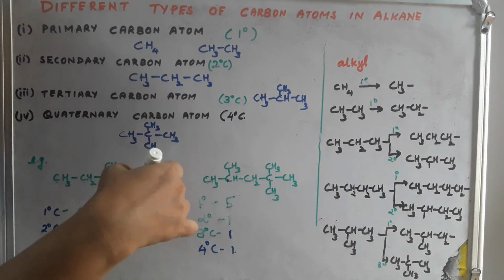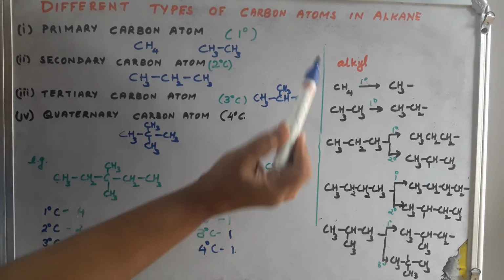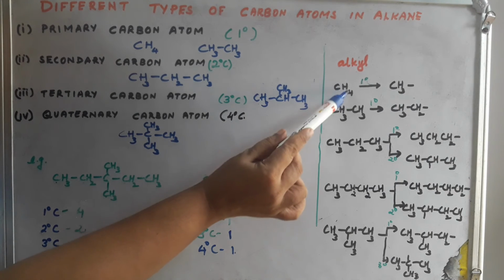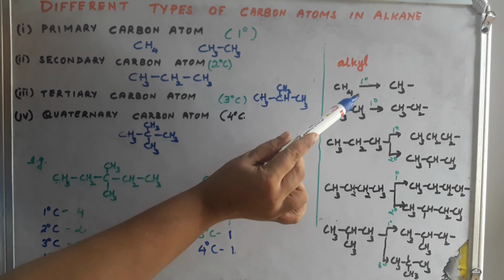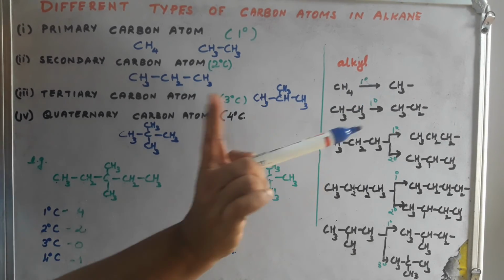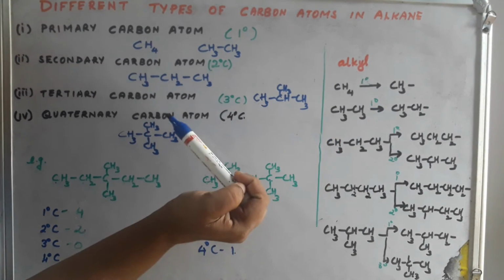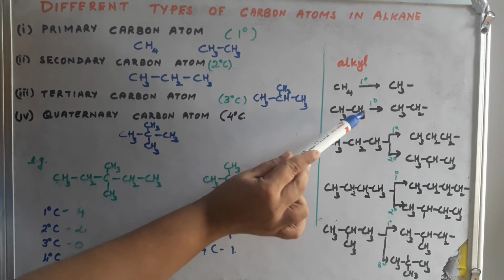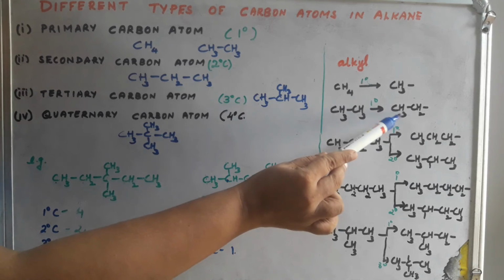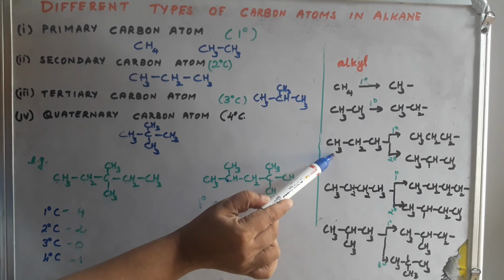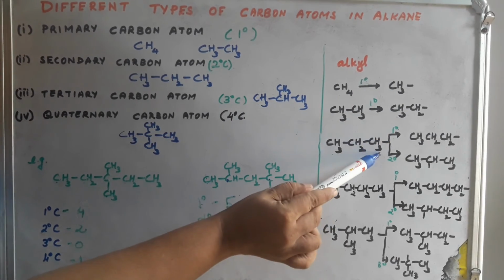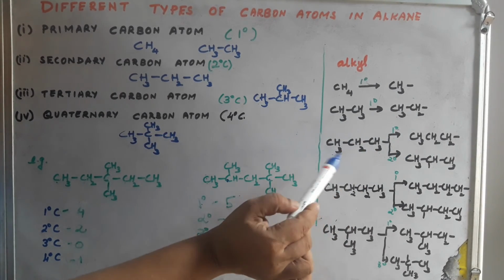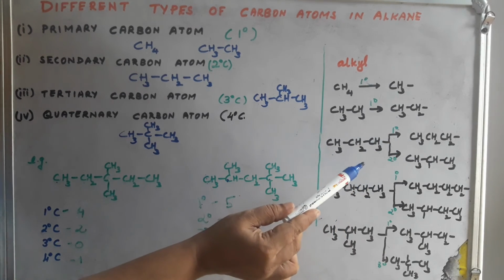So these are the different types. Now let us move on to the different types of alkyl groups formed. Methane has primary carbon and primary hydrogen. When a primary hydrogen is lost, it forms methyl, CH3, as the alkyl group. When ethane loses one primary hydrogen, it forms ethyl. Propane, when it loses a primary hydrogen, forms propyl. Any of the primary hydrogens, if lost, forms propyl.